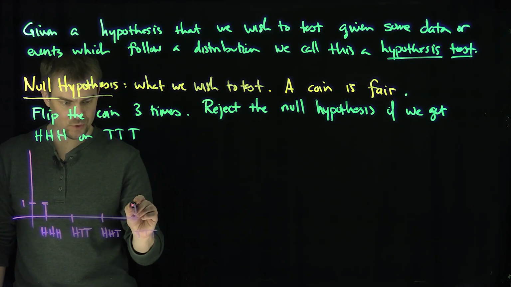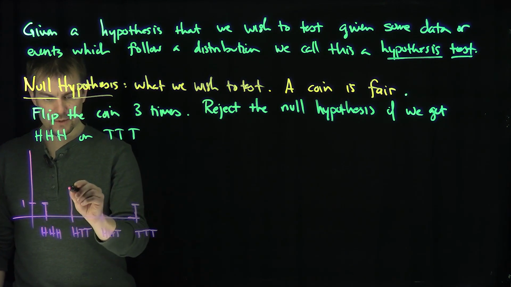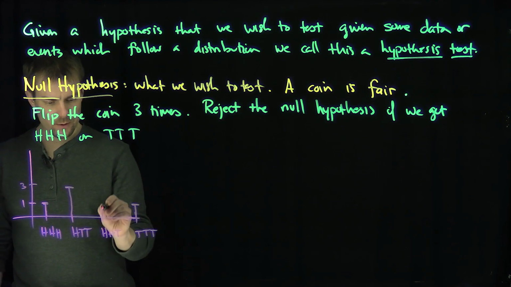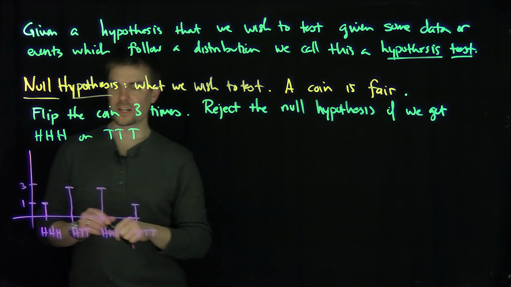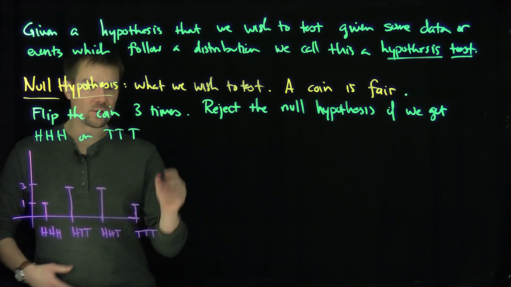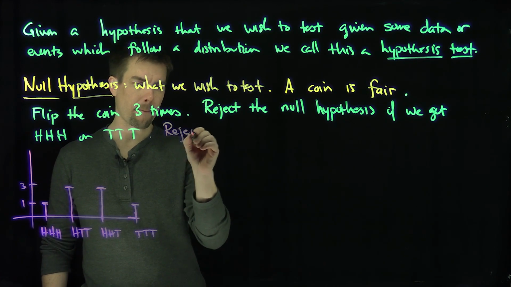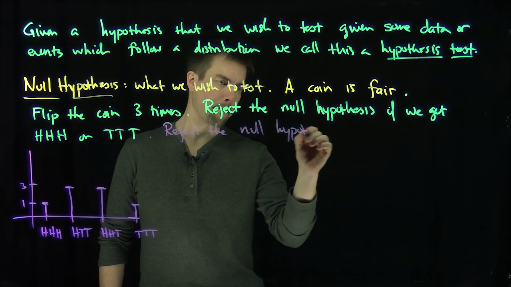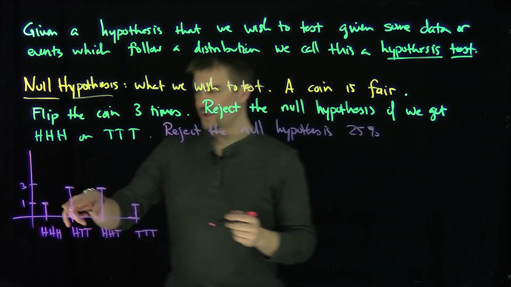Again, tail, tail, tail only happens 1 time. And then 1 heads happens 3 times, and 2 heads happens 3 times also. So that's what my distribution looks like. That's my histogram, so 1/8 and then 1/8. So we're going to reject the null hypothesis in this test 25% of the time, which is 1/8 plus 1/8.